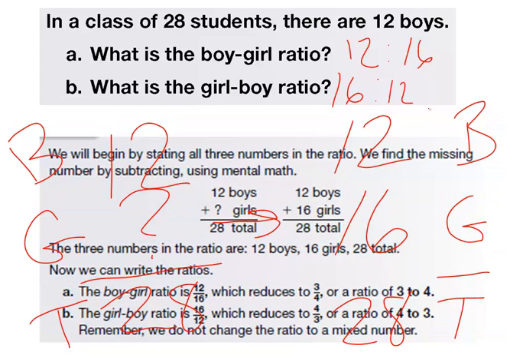And then we reduce it down to 3/4 and 4/3. Got to remember to reduce that down. We do not change the ratio to a mixed number. We leave it as 4 over 3 and 3 over 4.